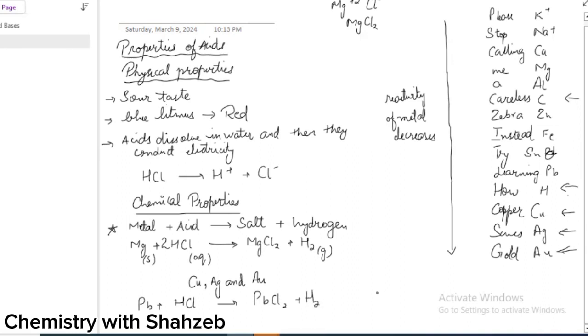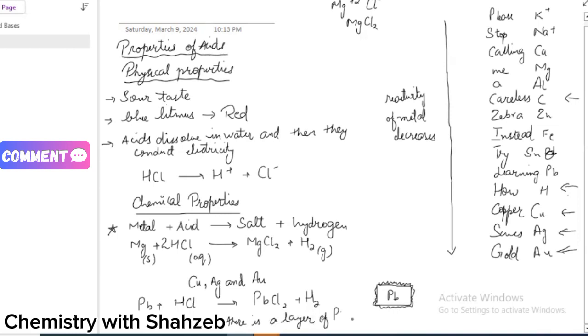But what happens in this reaction? For example, this is Pb, this is lead. A layer of insoluble PbCl2 is formed on the surface of lead. If it is reacting with HCl, PbCl2 would form around lead and would stop the further reaction. Okay, so this is quite simple.